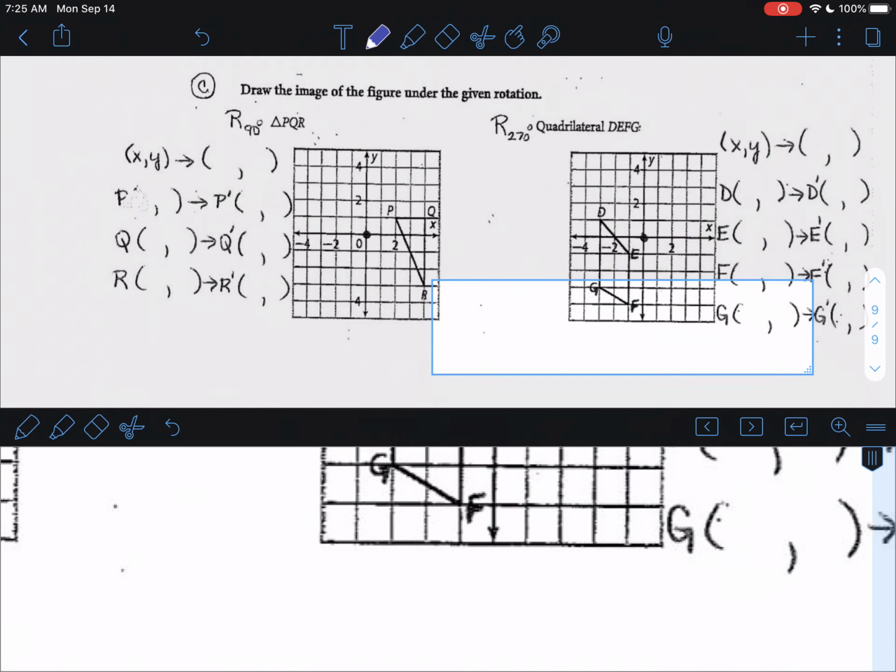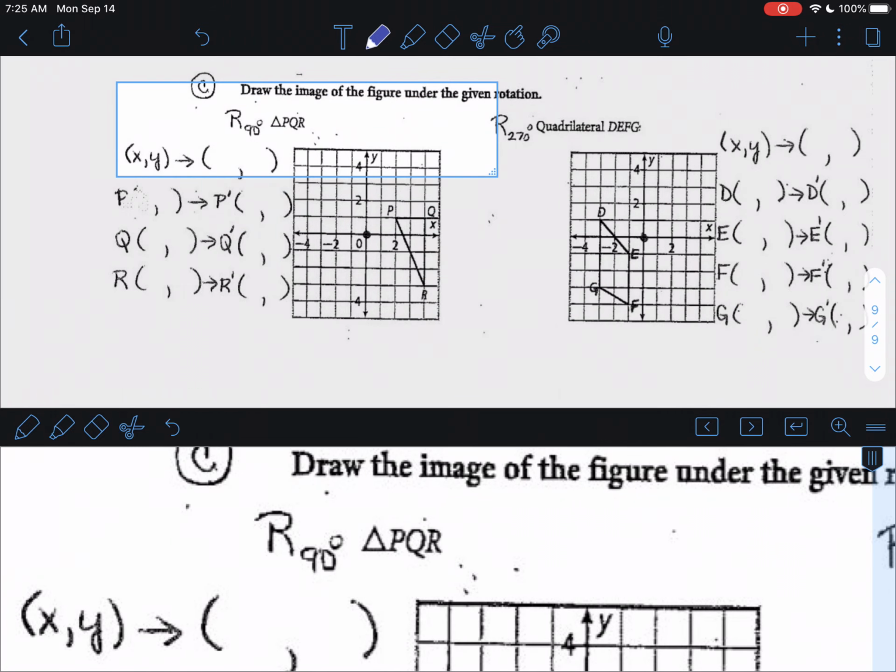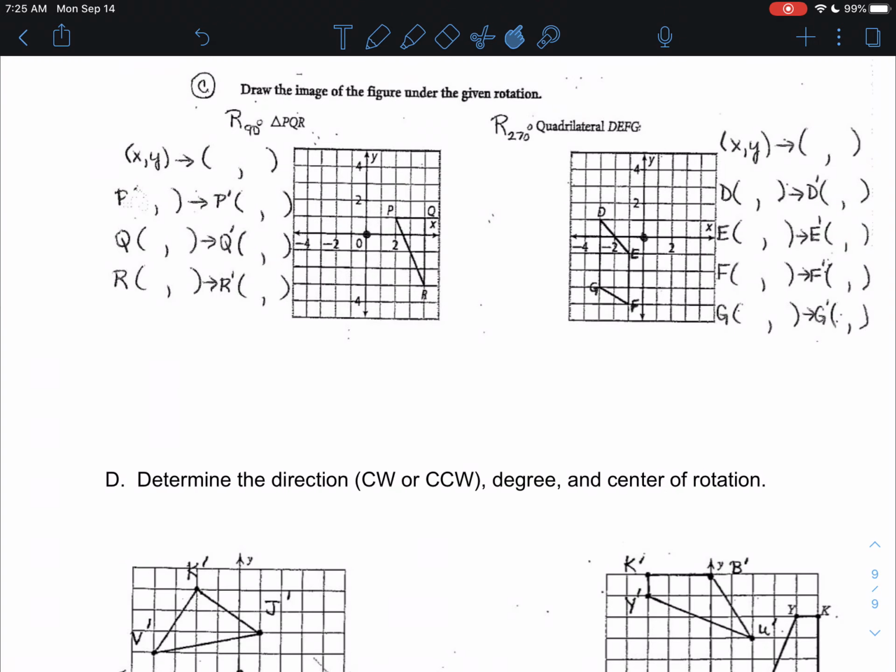All right. This is another way that we might see it. When we had our reflections, those were represented by a lowercase r, and uppercase R means rotation. So lowercase is reflection, uppercase means rotation. Here it asks us to draw the image of the figure under the given rotation. This is a 90-degree rotation of triangle PQR.